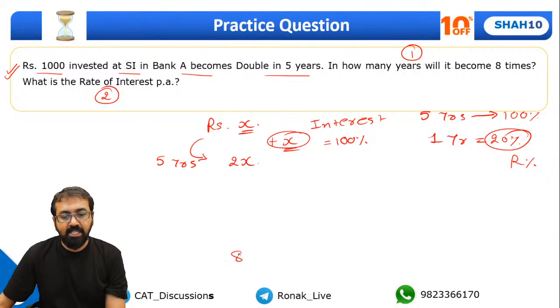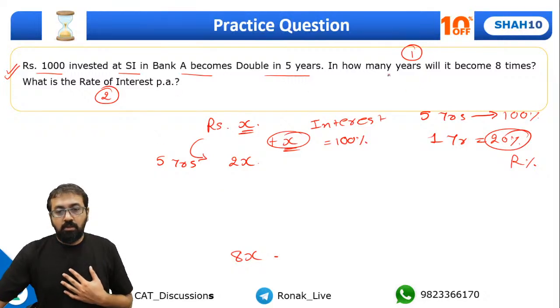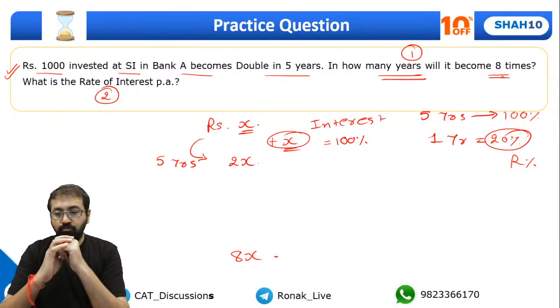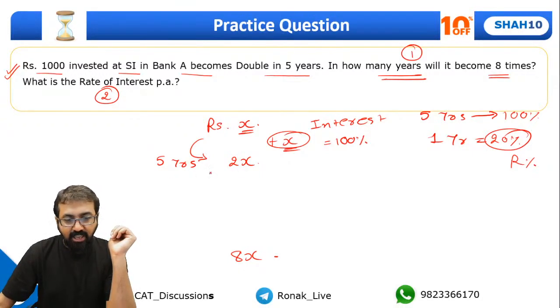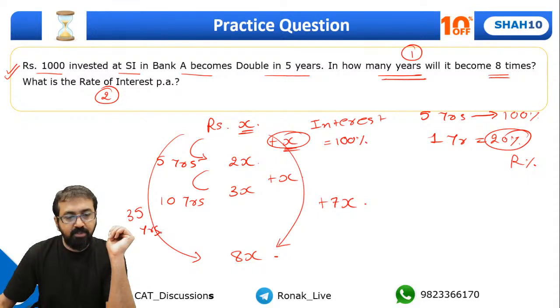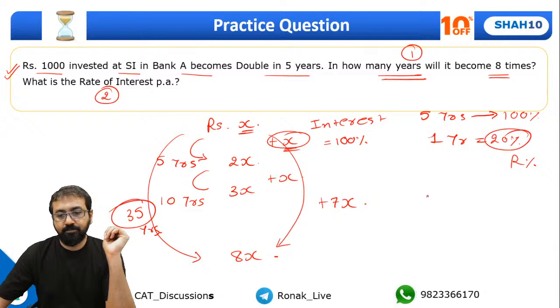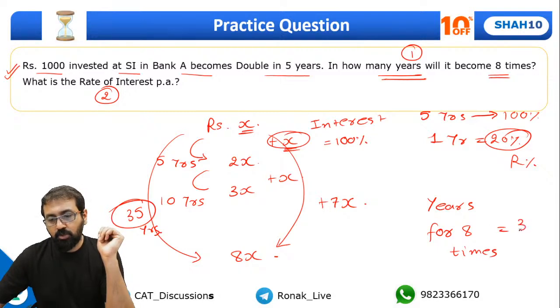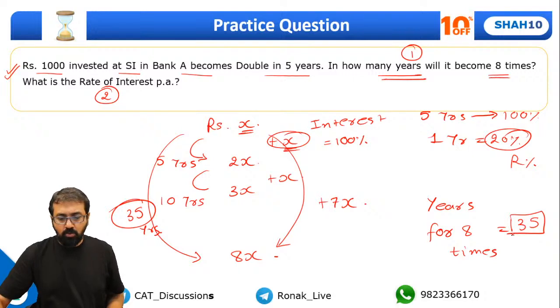Okay, in how many years will it become 8 times? In how many years will it become 8 times? Can you tell me? 35 years, correct. Why? Because every 5 years X rupees will keep getting added. So after 5 more years, that is after 10 years, it will become 3x and so on and so forth. So we need to add 7x interest. So it will take 7 into 5, 35 years. Yes or no? Correct. So years for 8 times is equal to 35. Right? Very simple.